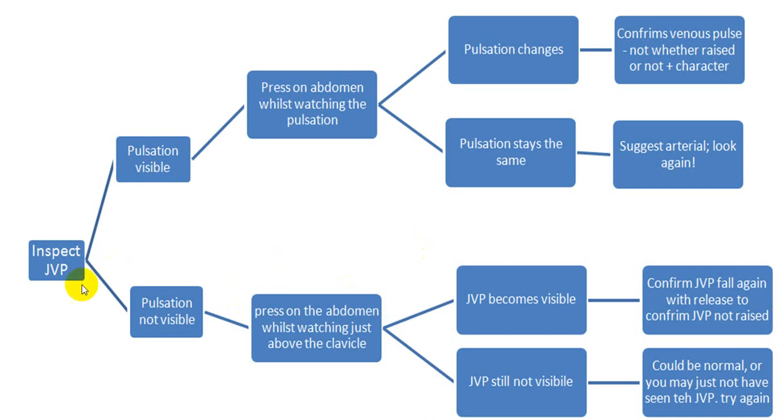Now, what you look for in JVP? One, we see pulsation. Now, if pulsation is visible, very clearly visible, by and large, the jugular venous pressure is elevated, by and large.